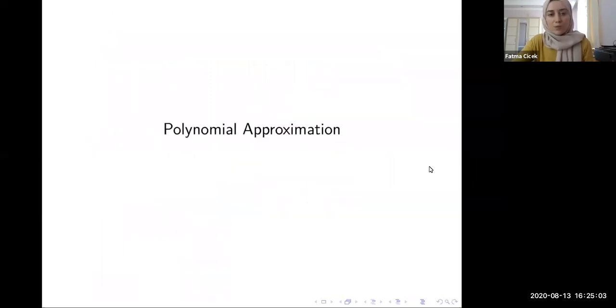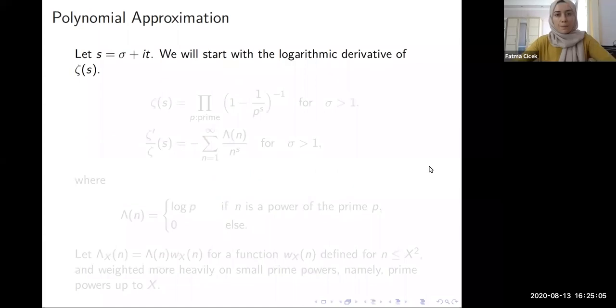And the first step is the polynomial approximation. So we want to obtain a polynomial approximation to the real part of the logarithm of zeta. What we do is that we do that for the logarithmic derivative first, because the logarithmic derivative has a more mild behavior and it's easier to deal with.